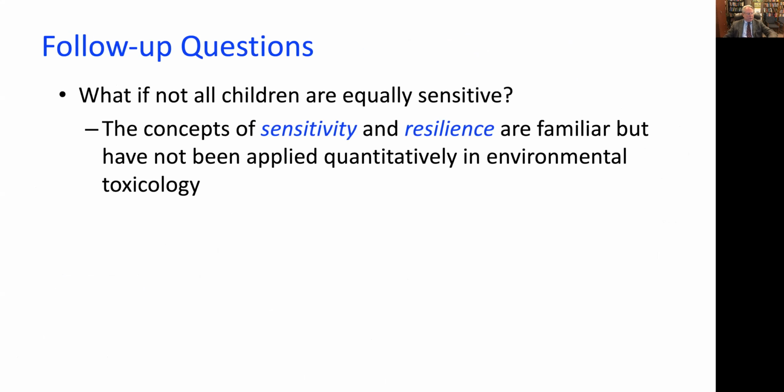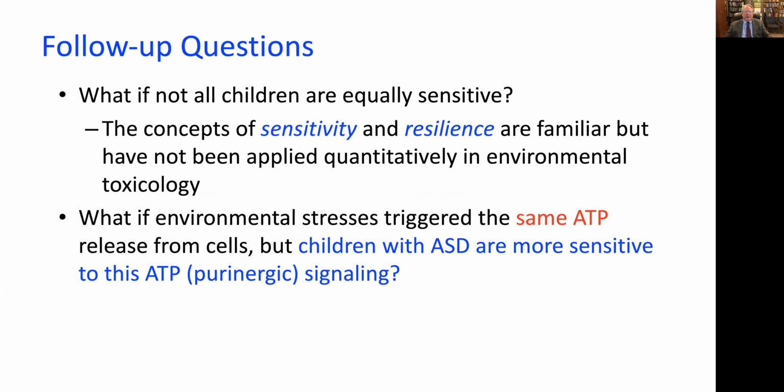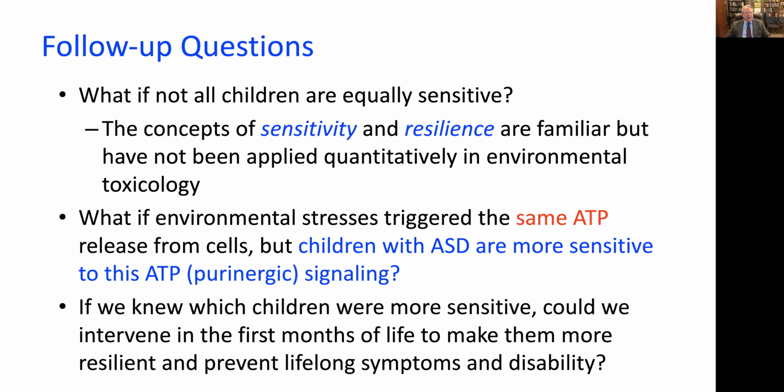Okay, so this leads us to some closing questions. What if not all children are equally sensitive to the environment? These concepts of sensitivity and resilience are familiar, but have not been applied quantitatively in environmental toxicology. So what if the environmental stresses triggered the very same amount of ATP, but children with ASD were more sensitive to this ATP or purinergic signaling? What if we knew a way in which we could identify children who are more sensitive? Could we then intervene in the first few months of life to make them more resilient and prevent lifelong symptoms and disability?